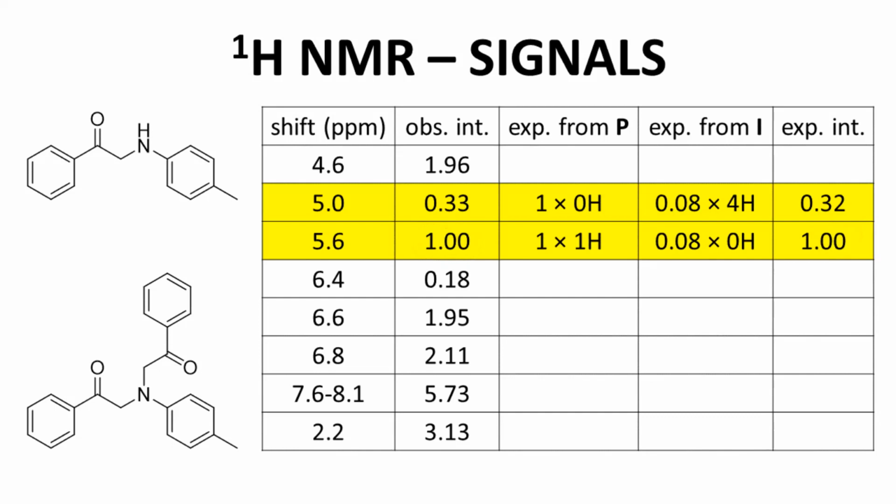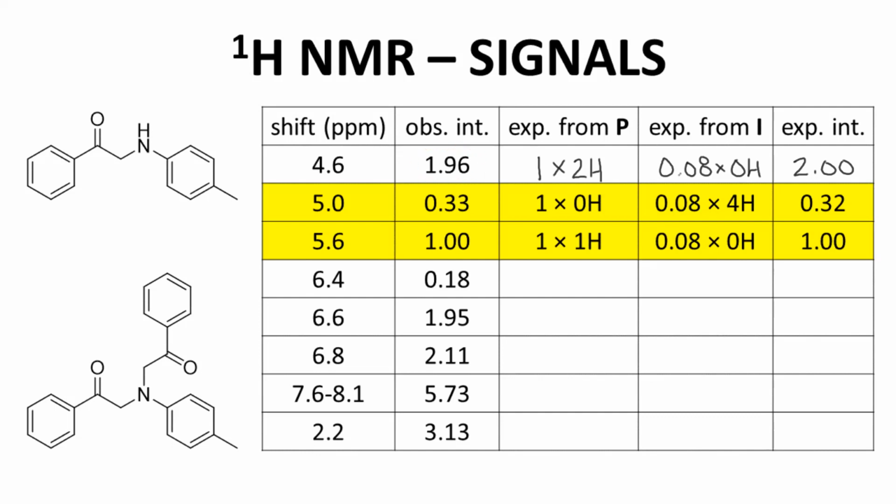Okay, that's the general idea. Let's now work through these other signals, the other rows, and see if the expected values match the observed values. We might not get a perfect match, but it should be very close. First row, a signal at 4.6 ppm. It has an integration of 1.96. I believe that this is from the CH2 on the product and nothing else. That would give us an intensity of 1 times 2H. Nothing from the impurity, 0.08 times 0H. The expected integration would be 2.0. Well, that's very close to our observed value of 1.96.